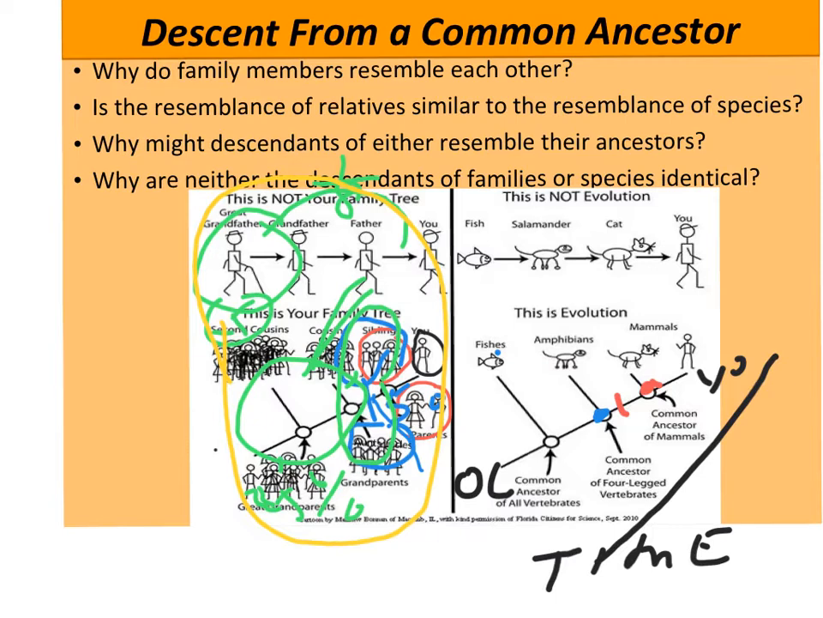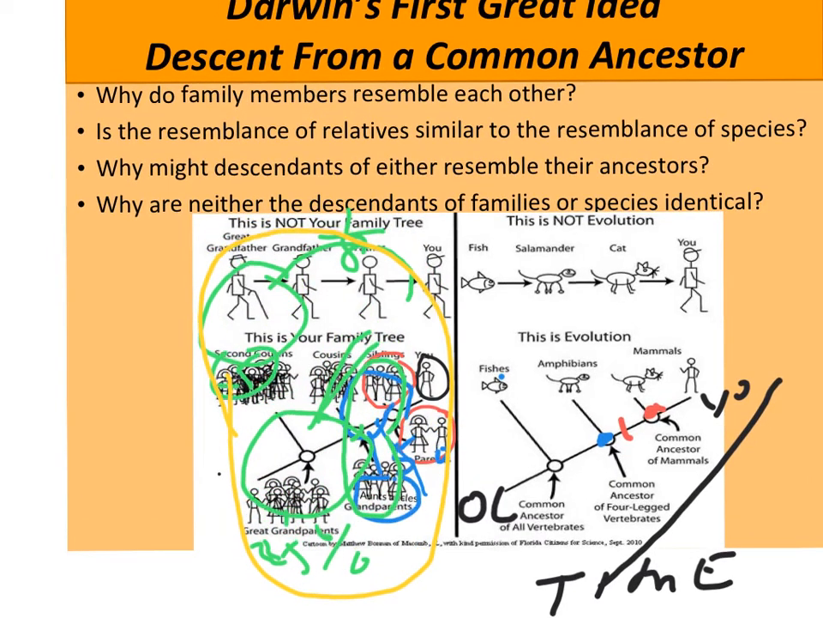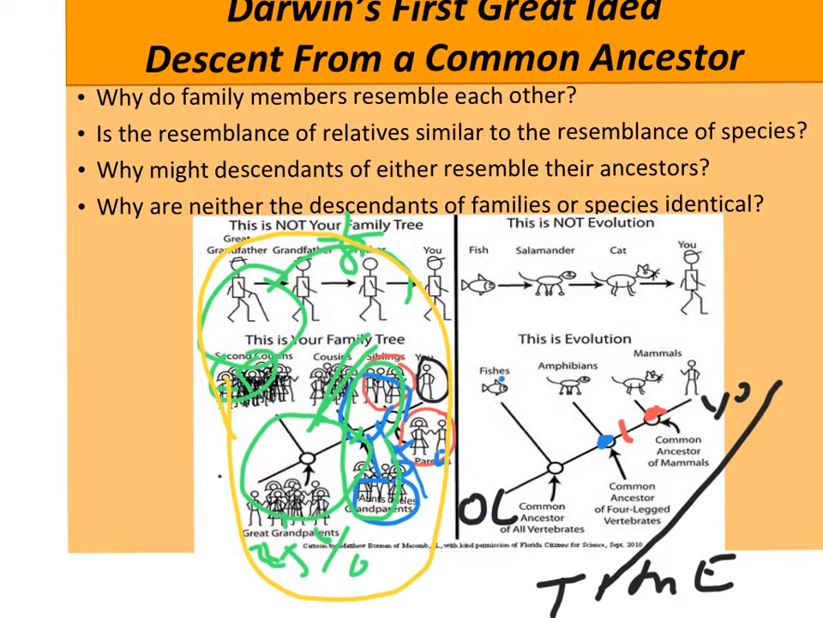So the question is, descendants resemble their ancestors, whether it's your family or different species, going back in time, because you share alleles and genes that are identical by descent. The further back in time, the less similarity. The question is, okay, why are neither descendants in families nor different species identical? Well, there's been change in allele frequencies.